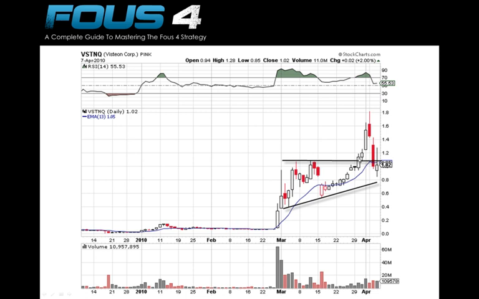which eventually led to the breakout above $1, which is the actual buy signal of the force pattern, and that led to a move up to about $1.80 per share, almost to $2. And then as soon as it reached about $2 per share, it absolutely collapsed within 3 days, back down to $1 per share.